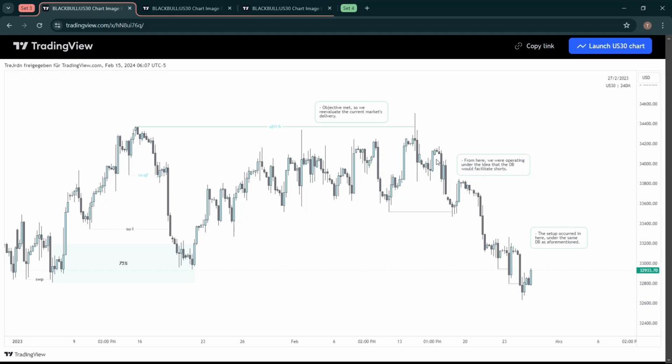Why would it facilitate shorts? Ask a lot of questions. What has happened? We cleared a high. So the objective was met, and we clear this high. This order flow range liquidity high being cleared could easily be regarded as a sweep. But it's all down to interpretation to a certain extent, or perception to a certain extent. But we can see here the order flow range liquidity high cleared.